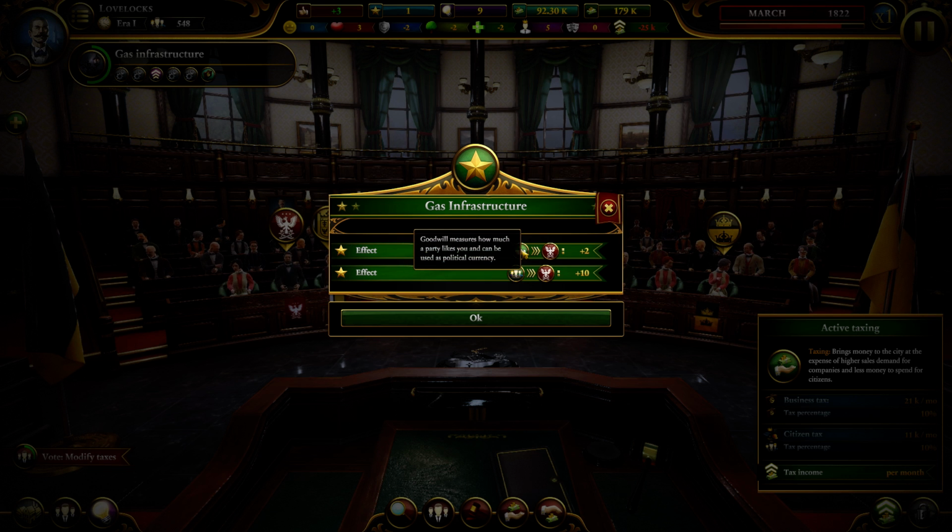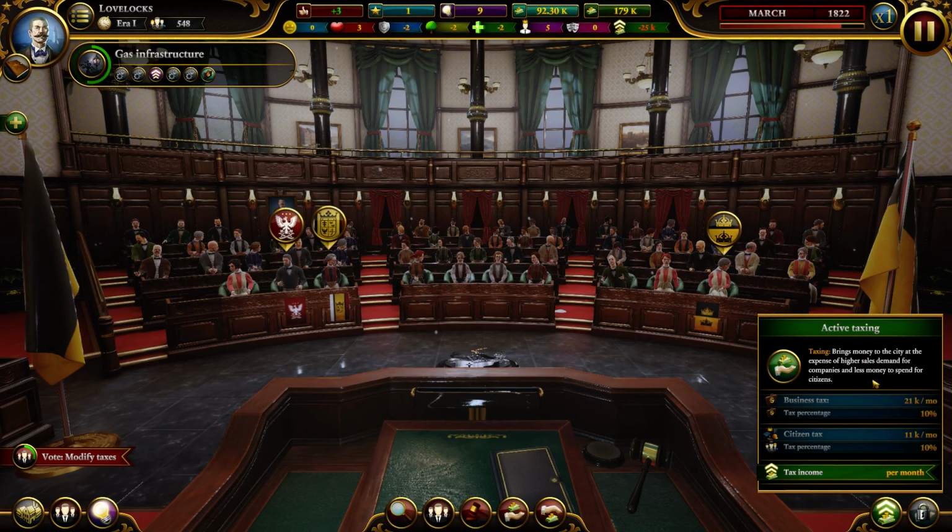Okay. Effect. Goodwill measures how much a party likes you. So the Physiocratic Party likes us more. And people are more likely to vote for the Physiocratic Party? I don't understand. Why does that improve their party? Is that supposed to be our party? Yeah, that's one thing I'm not sure of. I don't understand which party we are actually supposed to be.